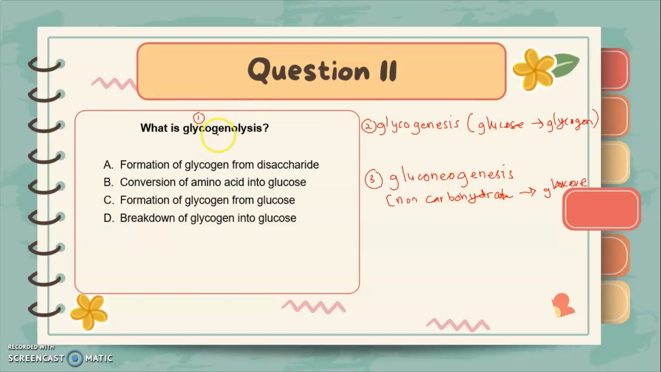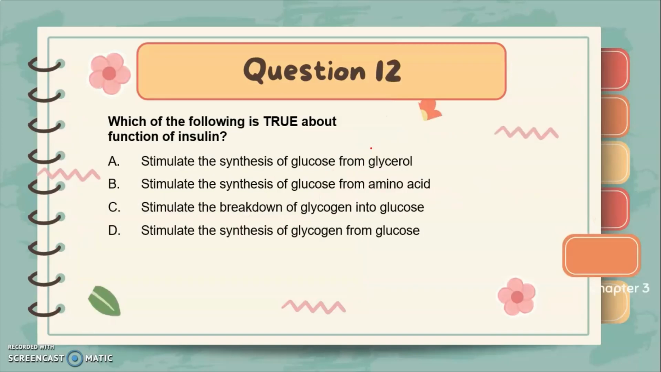So now what is glycogenolysis? Glycogenolysis adalah refer kepada glycogen breakdown to glucose. Okay, so itu adalah glycogenolysis. Formation of glycogen from disaccharide, salah. Conversion amino acid into glucose, so kita refer kepada yang ni. Okay, dia sebenarnya adalah gluconeogenesis. Formation of glycogen from glucose. So ini adalah yang kedua tadi lah. Okay. So, jawapan yang kita ada adalah breakdown of glycogen into glucose. So, that is glycogenolysis. Okay, question 12.